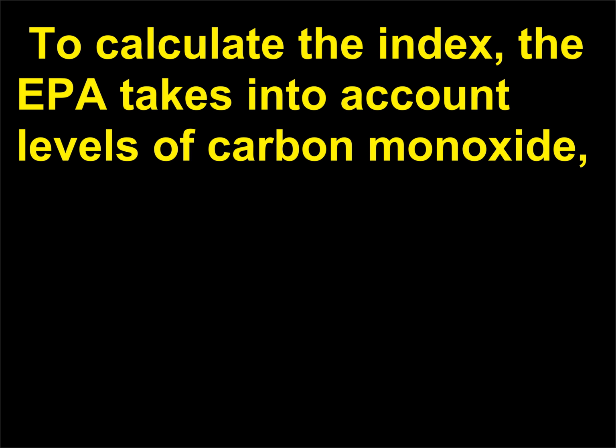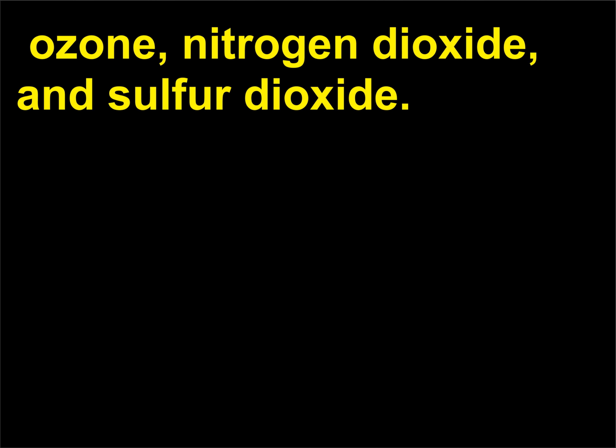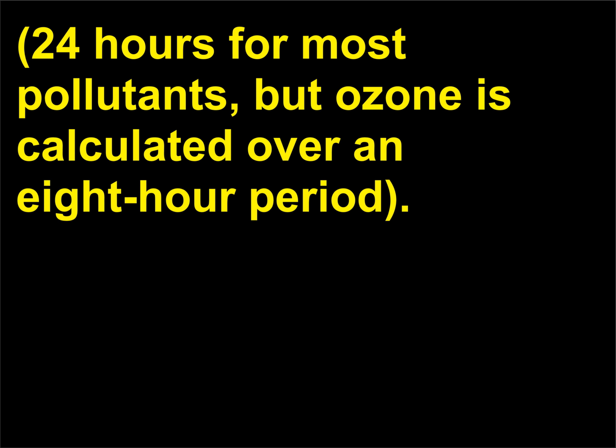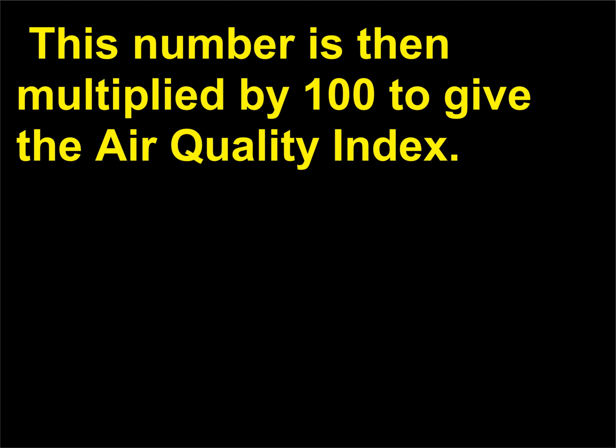To calculate the index, the EPA takes into account levels of carbon monoxide, ozone, nitrogen dioxide, and sulfur dioxide. Each pollutant is measured in parts per billion and compared to an acceptable standard over a certain period of time: 24 hours for most pollutants, but ozone is calculated over an 8-hour period. This number is then multiplied by 100 to give the air quality index.